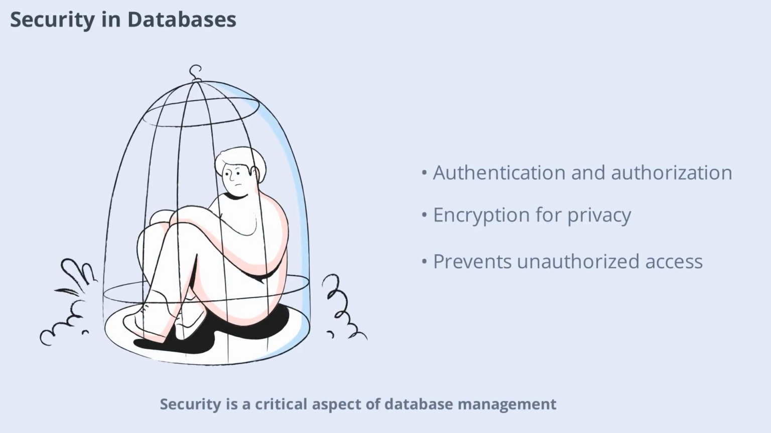Security is a critical aspect of database management. Traditional databases use authentication, authorization, and encryption to protect sensitive information. Authentication verifies user identities, while authorization controls what actions users can perform. Encryption scrambles data so that only authorized users can read it. These security measures help prevent unauthorized access, data breaches, and other threats. As data becomes more valuable, robust security is more important than ever.